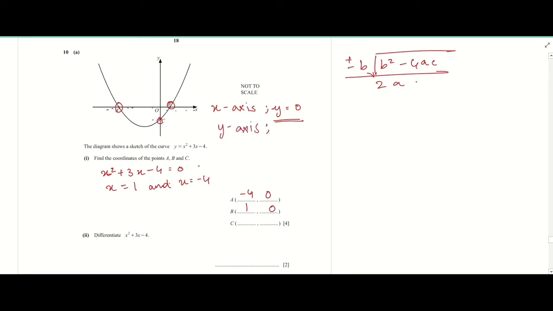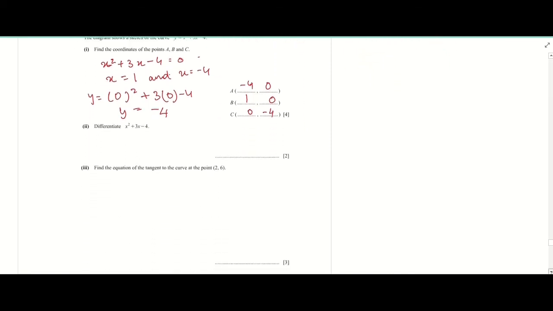So on the y-axis, we can see that x equals 0 at all the points of the y-axis, right? So x equals 0. If x equals 0 at that point, just insert 0 in x. That means y equals -4, right? So you found your y value, -4, and that is at x equals 0. So we found the coordinates.